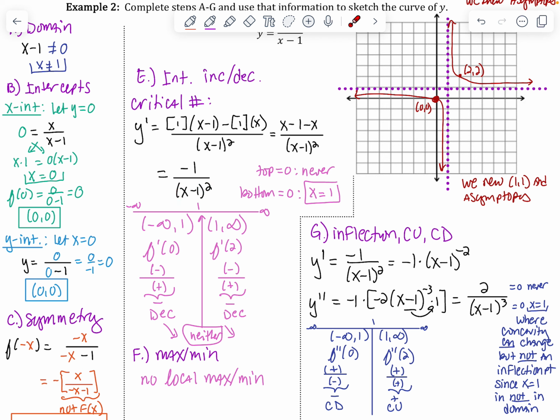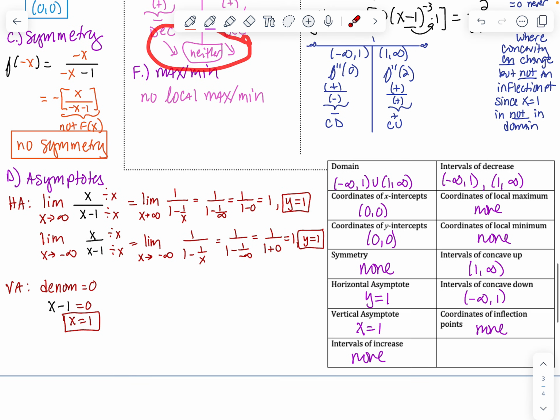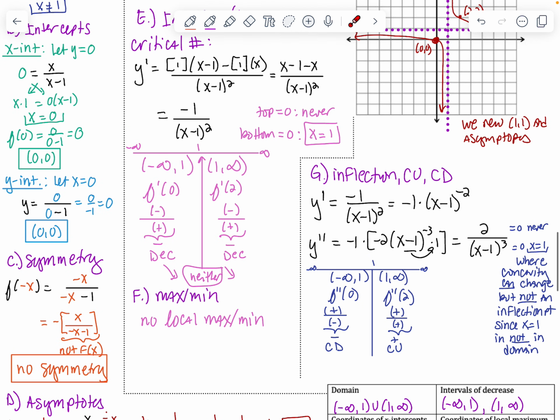So this function is decreasing essentially to the left of 1 and to the right of 1. So I have neither a max or a min. Local max, none. Local min, none. But for decreasing, it was the 2 regions I found where I don't have any increasing regions. And then lastly, we wanted to do an inflection point to discuss concave up and concave down.